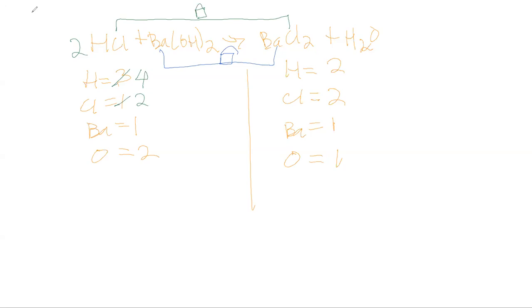From there, I can look at either my hydrogens or my oxygens. In this case, I'm going to look at my oxygen because my oxygen only shows up in one compound. I need 2 oxygens, so I need to put a 2 in front of here. And that changes this one to a 4.